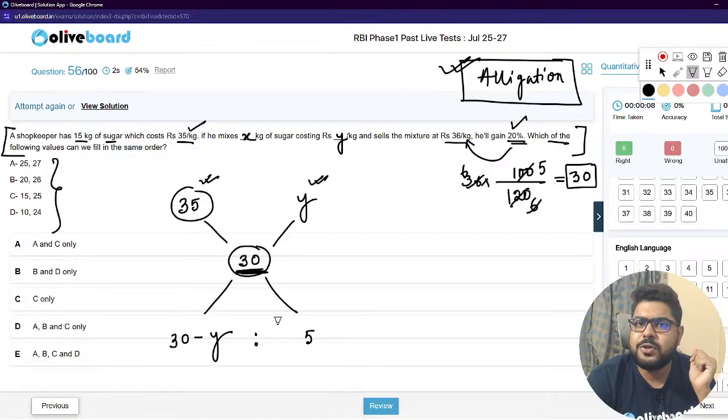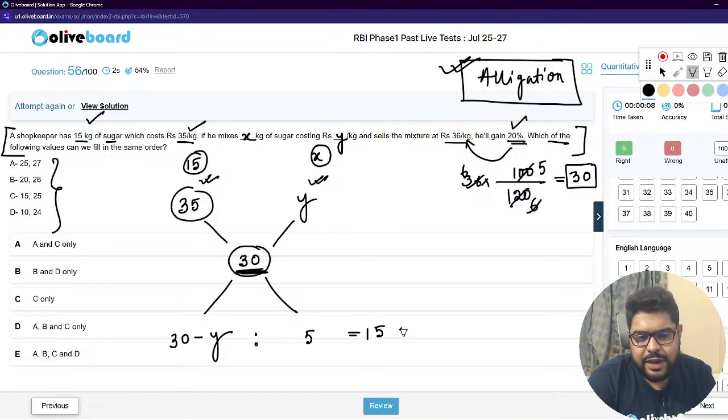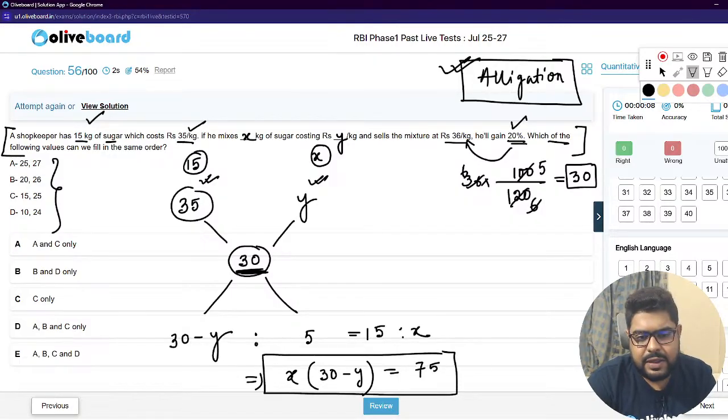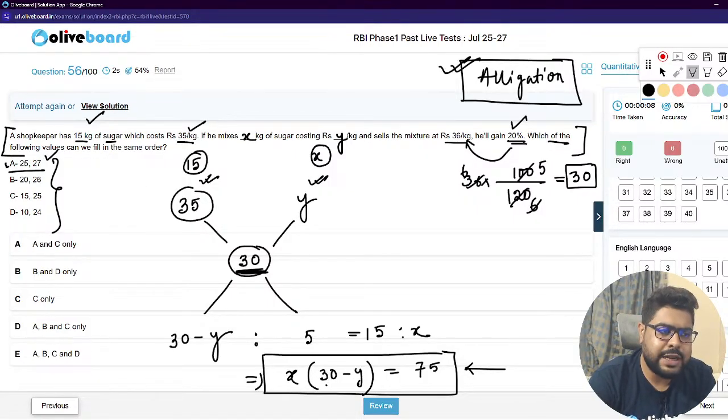So this is the ratio, and we know 15 kg of sugar is here, and we have taken x kg of sugar. So the ratio is 15 to x, or if you just calculate, it will be x into 30 minus y equals 5 into 15, that is 75. Just check which of these options give you the answer. If I put option 1, x is 25 into 30 minus 27 is 3, 25 times 3 is 75, yes sir, option A is following.